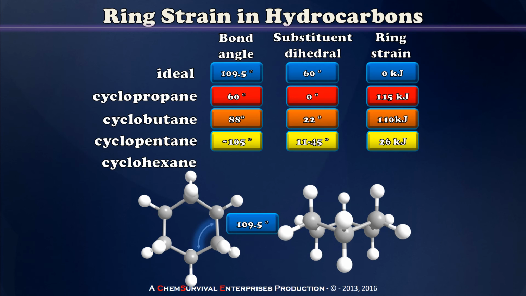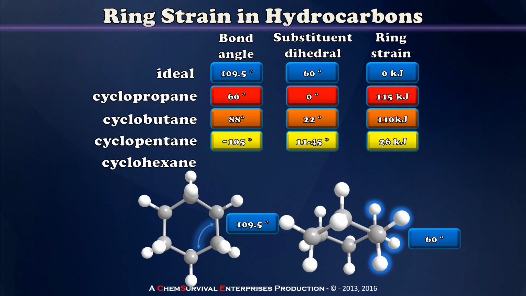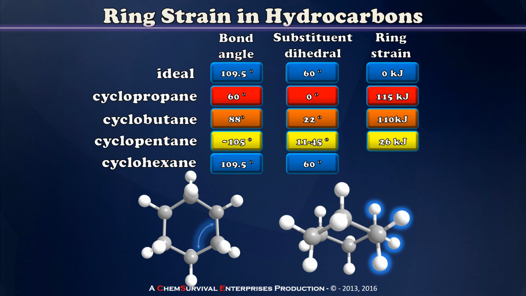Notice that the 6 atoms are not all coplanar. And when the bond angles are at 109.5 degrees in this chair conformation, the dihedrals among the substituents are also a perfect 60 degrees. So at the point of cyclohexane, we've reached a ring which can actually achieve ideal bond angles and ideal substituent dihedrals. So placing these into our table, it becomes apparent that we've come full circle to the point where a cyclohexane ring has virtually no ring strain.